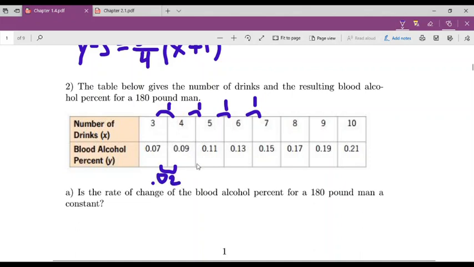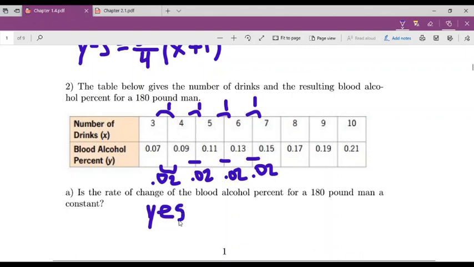Now 0.09 to 0.11, that change is also 0.02. And from 0.11 to 0.13, that change is also 0.02. And from 0.13 to 0.15, that's also 0.02. And if we go all the way up, 0.15 to 0.17, 0.19, and 0.21, each is also 0.02. Everything's going constantly. So is the rate of change for the blood alcohol percent for a 180-pound man a constant? Yes, it is.